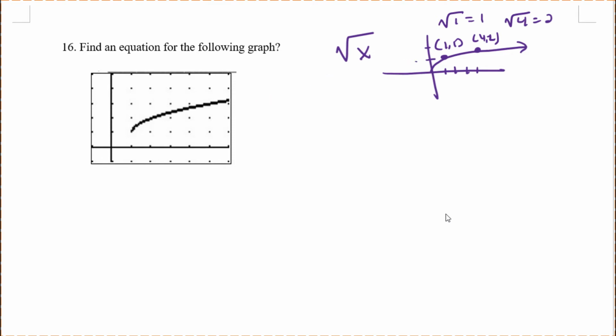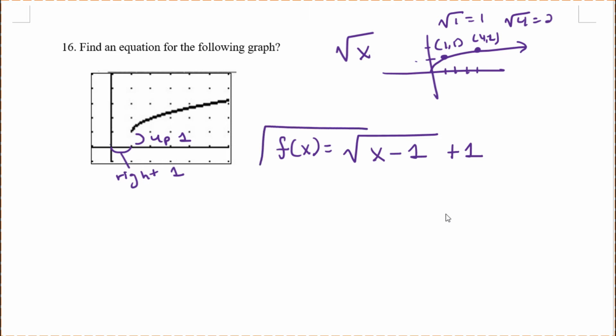Because that looks like the square root function, we know it's going to be a square root, and we can tell that it's shifted to the right one and shifted up 1. So that means my function is square root of x. Since we're shifting to the right one, I'm going to subtract 1, and since we're shifting up 1, I'm going to add 1, and that is my transformed function.